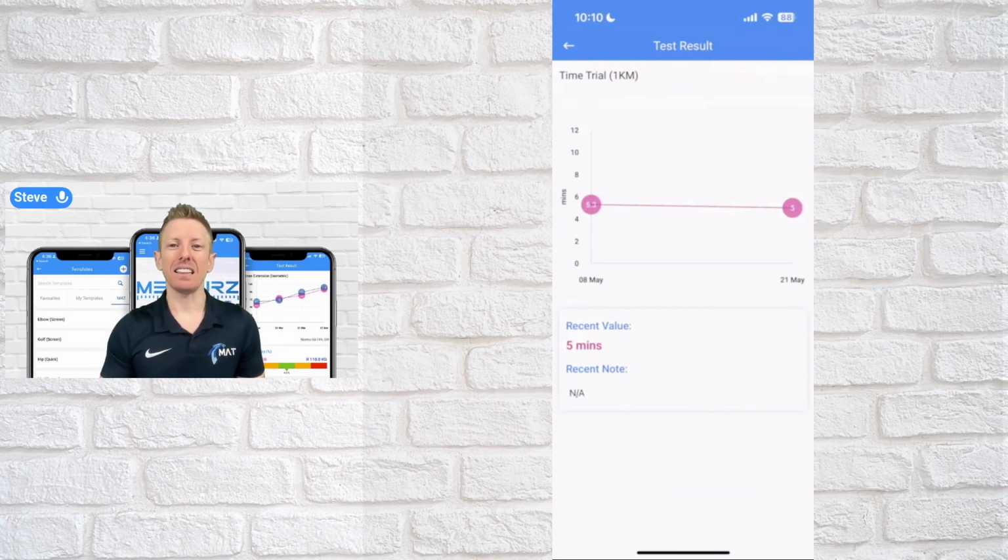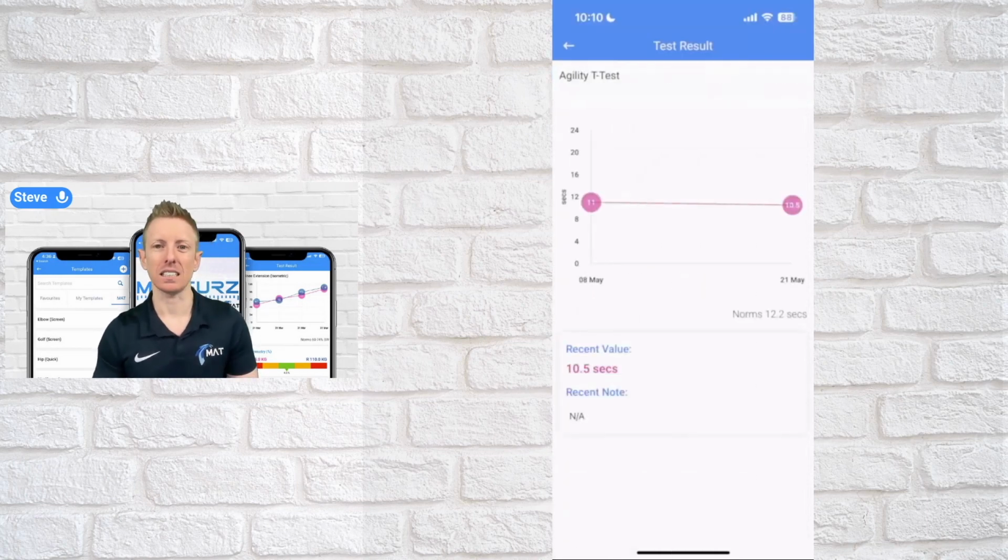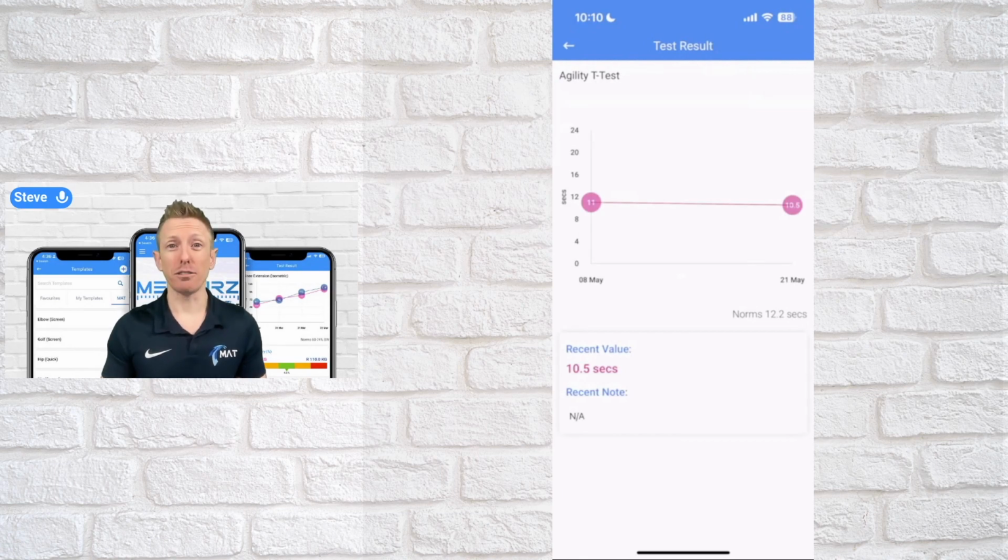And then underneath the graph, you get your reference value or your recent value for what they did in that particular testing session. If there were some notes done for that, so if you had written some notes in your test, you'd also see that there as well. So quite straightforward when we look at the time trial. Let's have a look at the agility t-test. If you're not familiar with all these particular tests, and obviously there's over 400 in the Measures app, the training portal is the perfect place, and you've got all of those below.